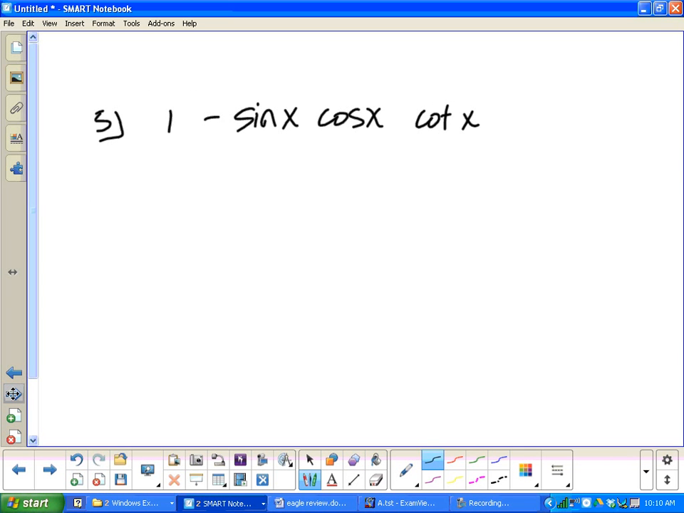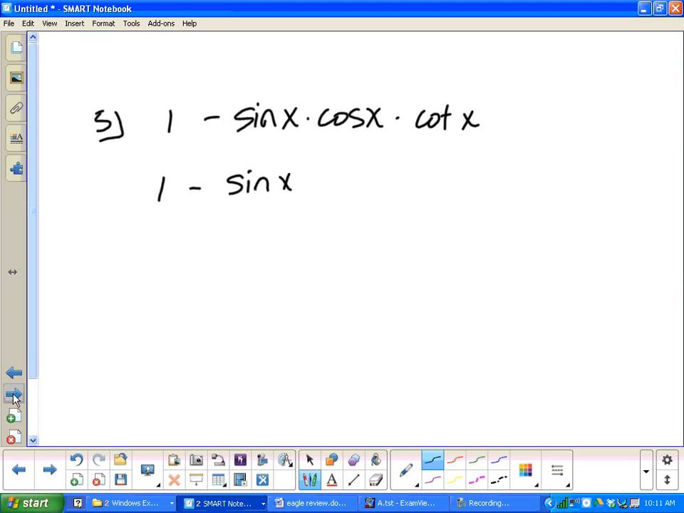All right, let's look at this one. Now, we're missing something here. Got my 1, don't have any squares. All right, but notice this. What are all three of these doing right there? Multiplying. So let's change stuff to sine and cosine.